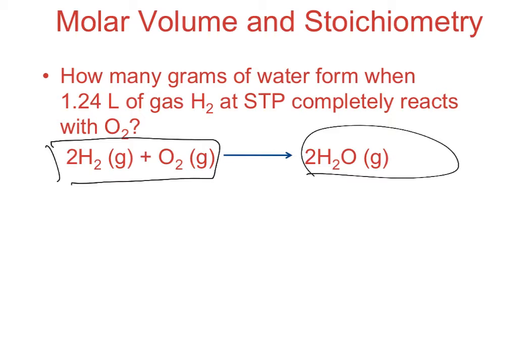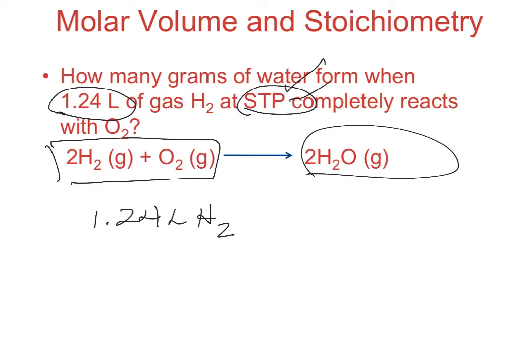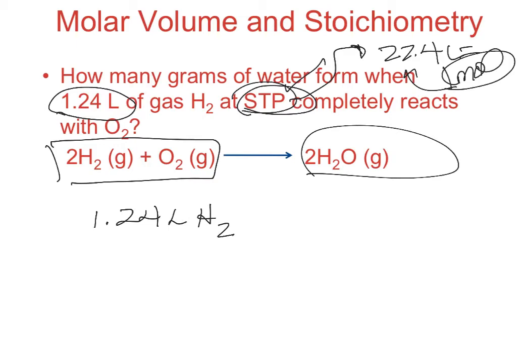So with all stoichiometry problems, you're going to start with the given information, which is 1.24 liters of hydrogen gas. I do need to mention that the equivalency 22.4 liters equals 1 mole is only true under STP conditions, okay? As soon as you change temperature or pressure away from STP, the amount of molecules in a certain volume of gas changes. All right, so now where are we trying to get to? We're trying to get to water.